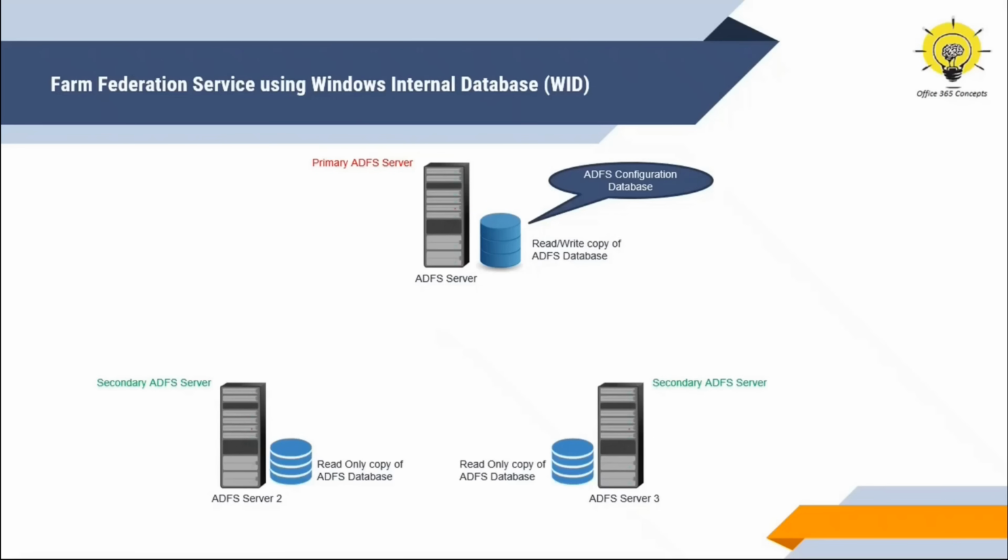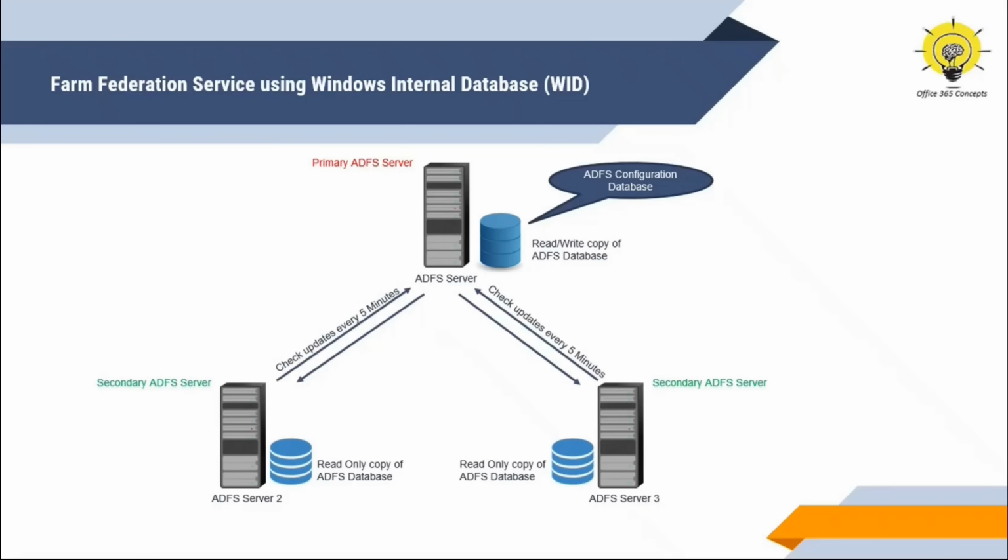In this type of deployment, if you have to make any changes, you will have to log in to the primary ADFS server because only the primary ADFS server holds a read and write copy of the database. So all the changes will be done only in the primary ADFS server and these changes will be replicated to all secondary ADFS servers. The secondary ADFS servers connect to the primary ADFS server every 5 minutes. They replicate the copy of the ADFS configuration database every 5 minutes.